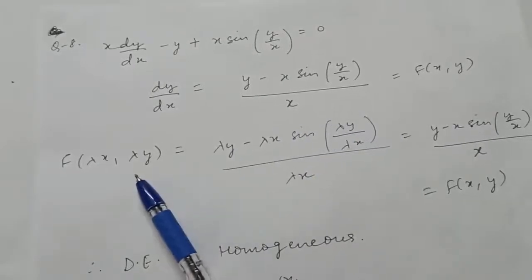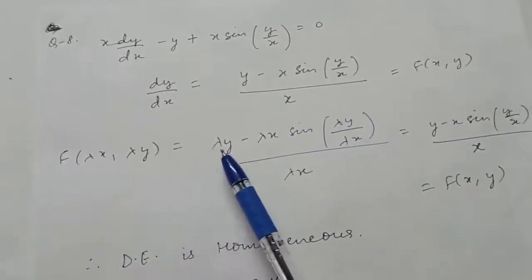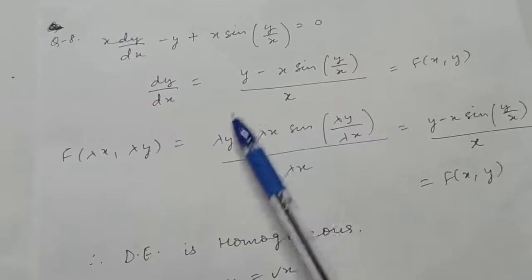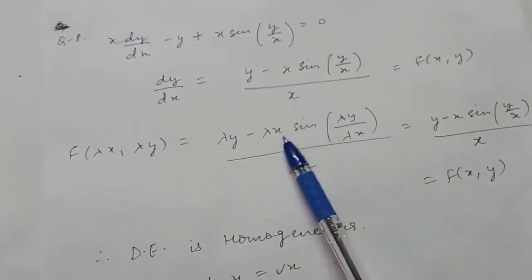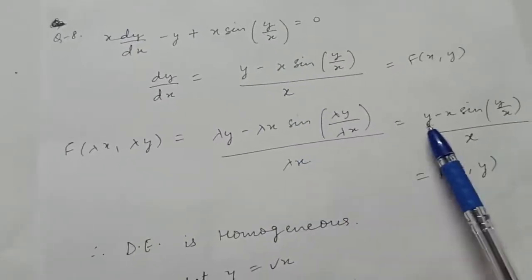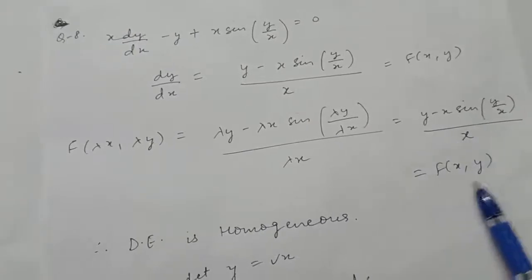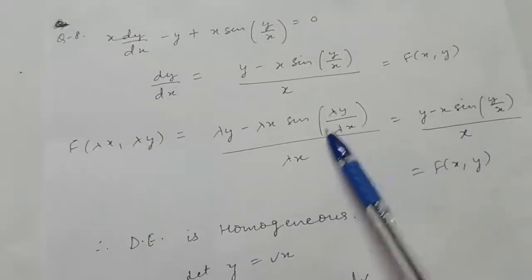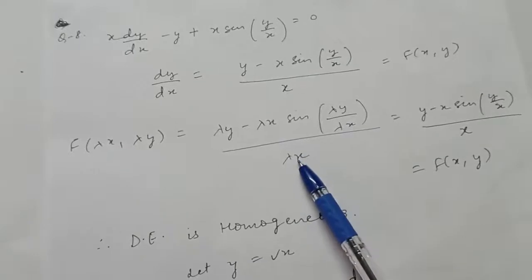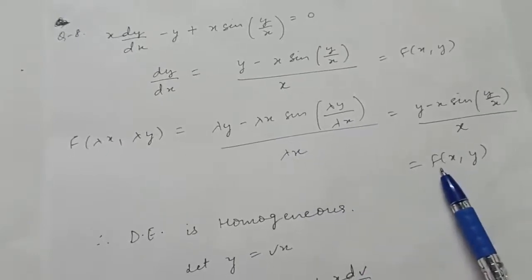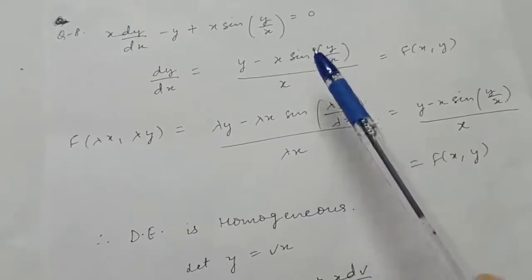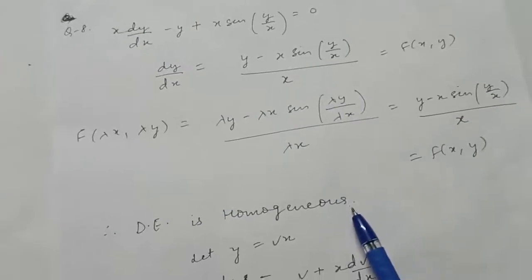For this, take f of lambda x, lambda y. So you will get this, in place of y lambda y and in place of x lambda x, right? So you will get the same function f(x,y) only when you cancel out the lambda, right? So this is a homogeneous function of degree 0, and therefore the differential equation is homogeneous.